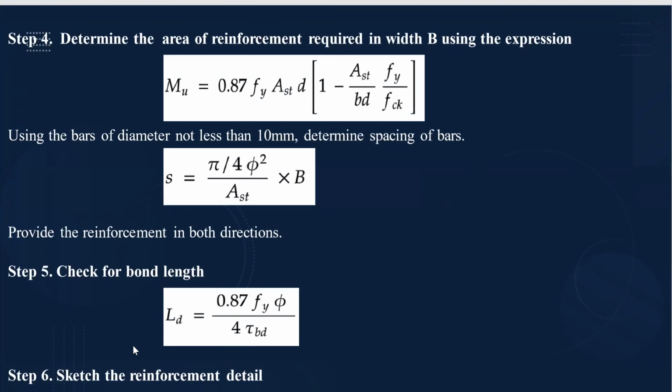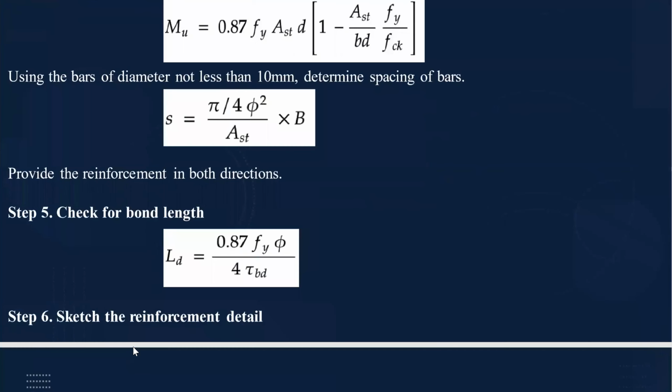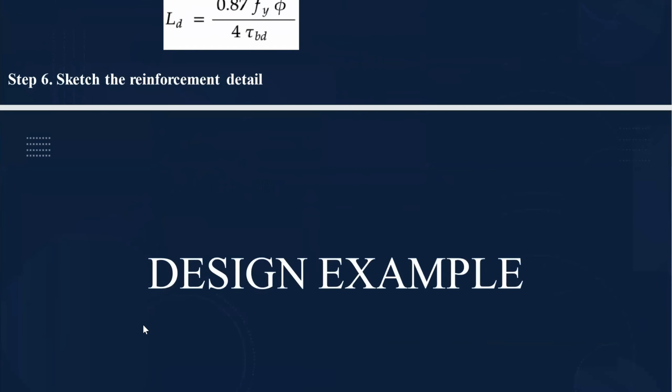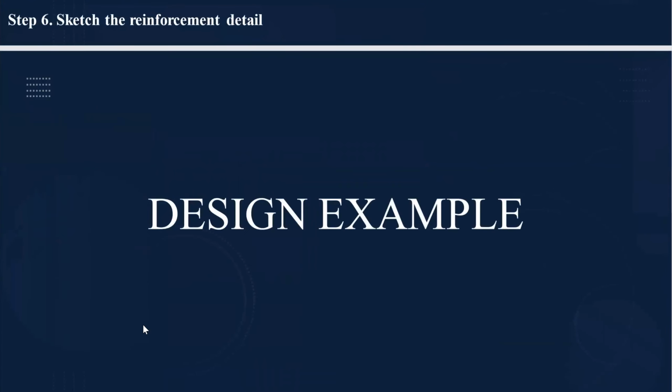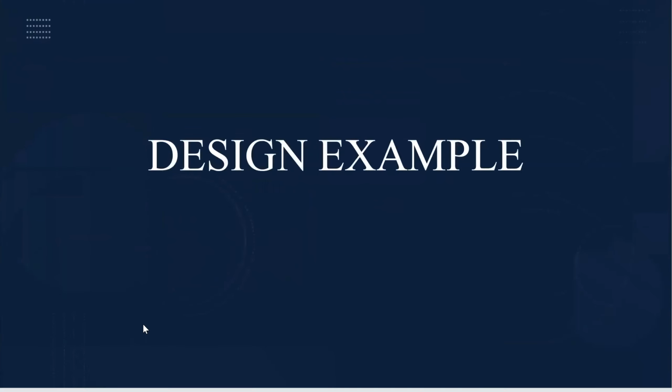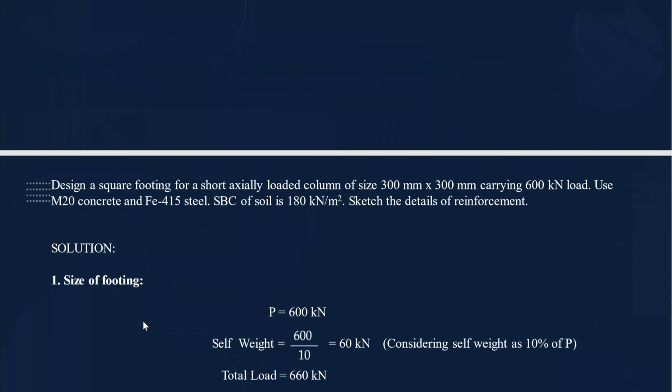Now the next step is to calculate the bond length, which is LD is equals to 0.87 Fy phi upon 4 tau B. We are well aware of this formula since we have already studied it in slabs. And the last step will be the sketching with the reinforcement details. Now moving forward, we will be solving an example for understanding the design of a square footing.